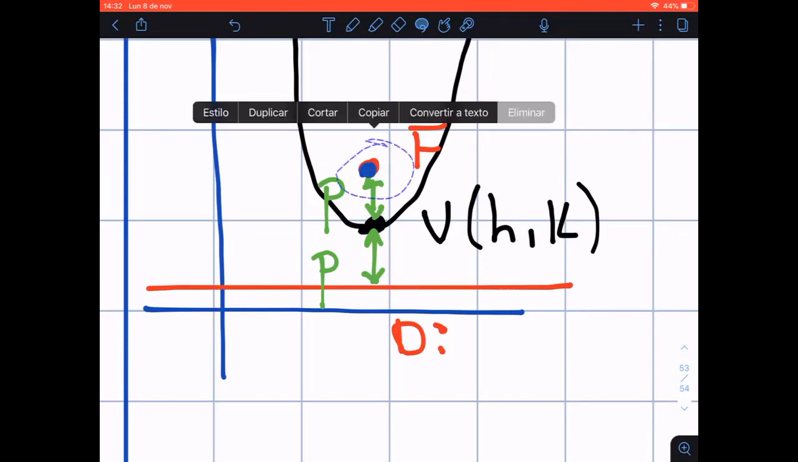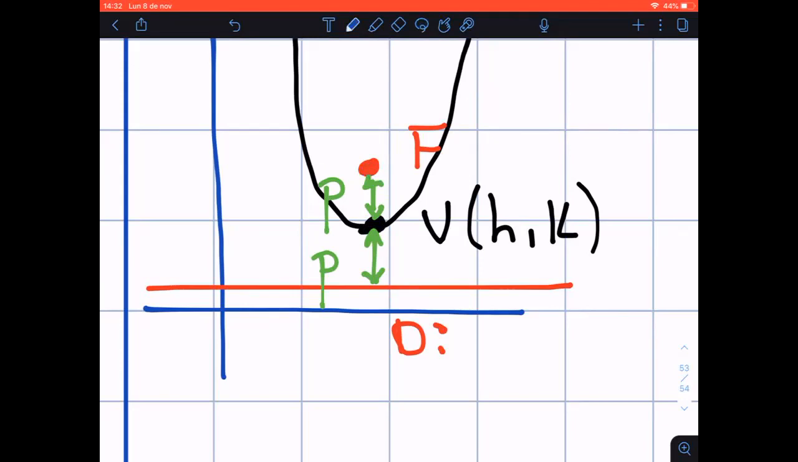So what does that mean? That the x coordinate of the focus will remain the same as the x coordinate of the vertex. The x coordinate of the focus will be h. Now, what will be the y coordinate of the focus? K plus the distance p. The distance p is the distance that I move vertically to the top from the vertex, okay?